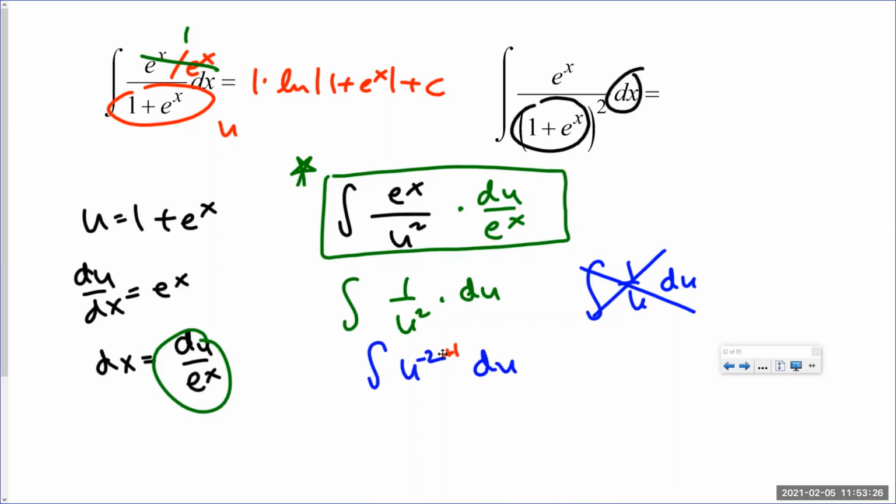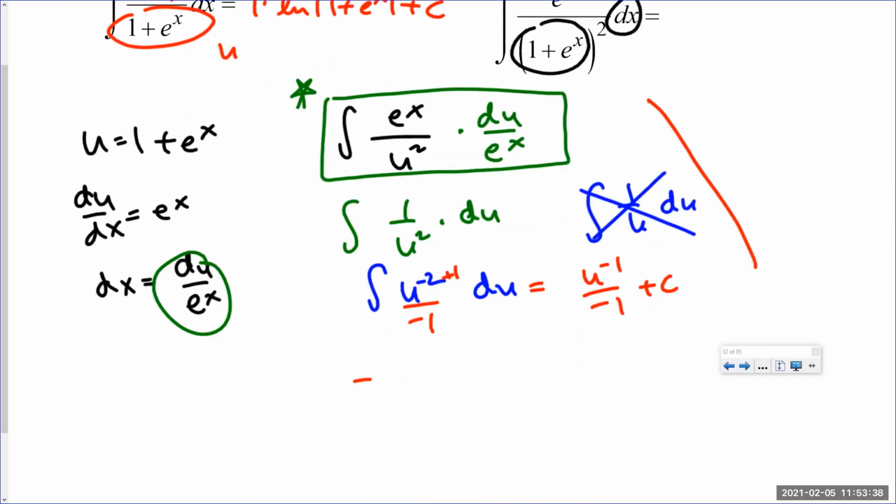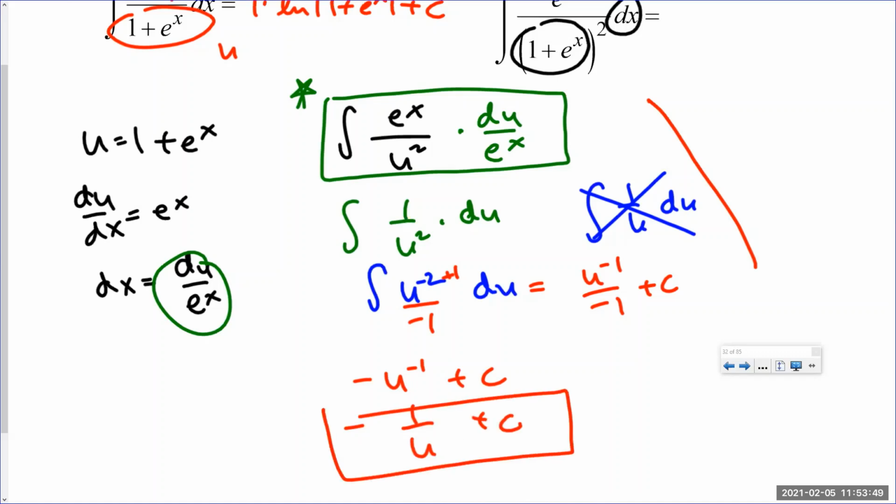You're going to add 1, divide by -1, so you're going to get u to the -1 over -1 plus c, which is actually the same thing as negative u to the -1 plus c, right? Because if you divide by a negative, it's just a negative. And this is the same thing as -1 over u plus c, and bam, okay? That is a great answer. It's just the wrong answer. Make sure you come back in, put in your entire u, okay? And that is the right answer.